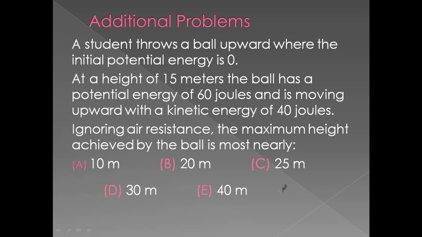So to do this problem, it gives you a lot of information, and it doesn't give you a lot of information at the same time. All it gives you is a height of 15 meters. You have 60 joules of PE and 40 joules of KE. But we don't know the mass, we don't know what the velocity is, we don't know all kinds of crazy stuff. So this one's a little tricky to figure out.